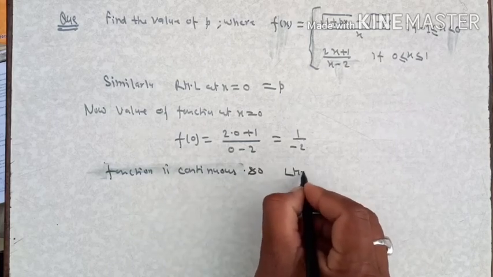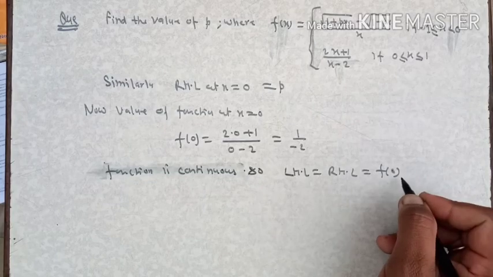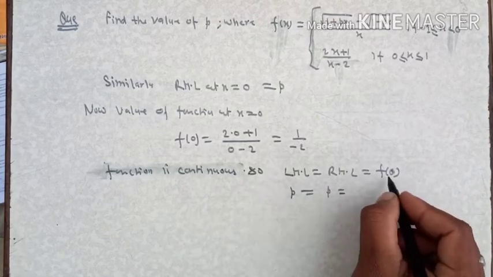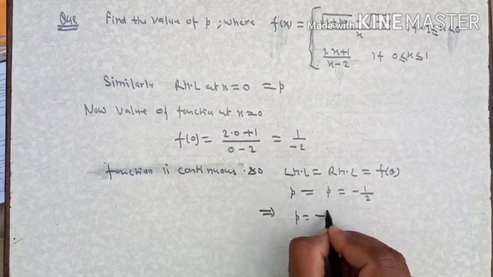So the left hand limit is equal to the right hand limit is equal to the value of the function at that point, meaning at x equal to 0. So p is equal to the value of the function at x equal to 0, minus 1 by 2. This implies p is equal to minus 1 by 2.